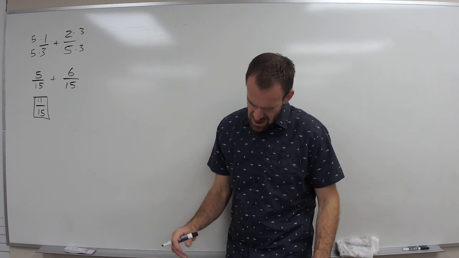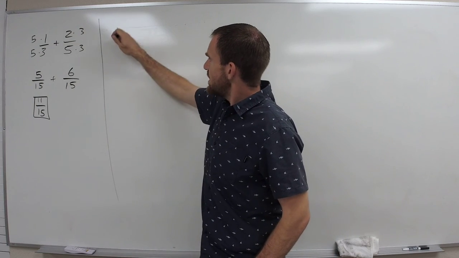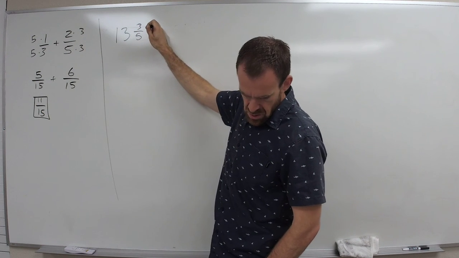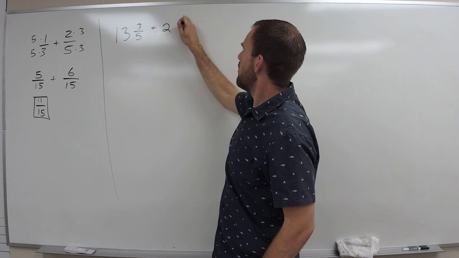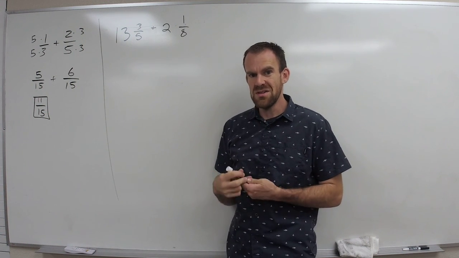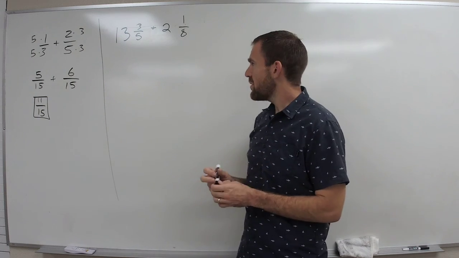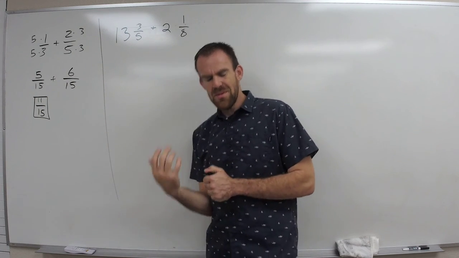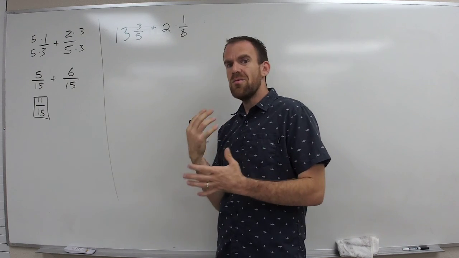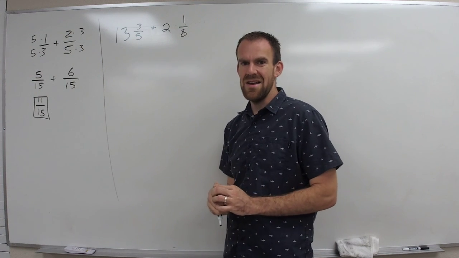All right, now we have something a little bit uglier. We have 13 and 3/5 plus 2 and 1/8. So your Algebra 1 textbook will be using mixed numbers, unfortunately. So we have to deal with that, okay? In addition, it's a little bit better because we don't have to worry about this number being larger than that one, but we still have to have a common denominator. So let's get a common denominator between 5 and 8.